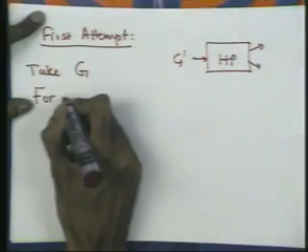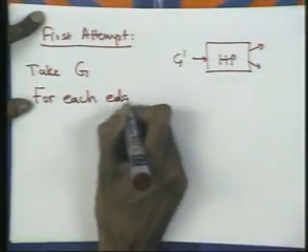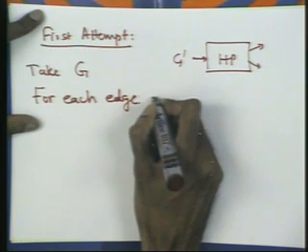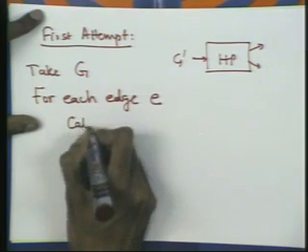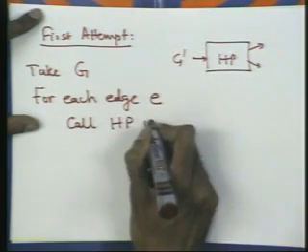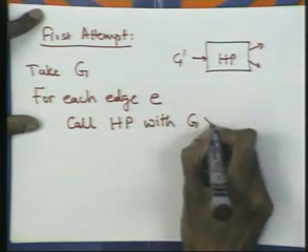Is this a good algorithm? Can I say that you remove every edge from G, feed it into HP? If it says yes all the time, then yes, G has a Hamiltonian cycle. If at least once it says no, then G does not have a Hamiltonian cycle. Let me write this algorithm now. For each edge E, call HP with G minus E.